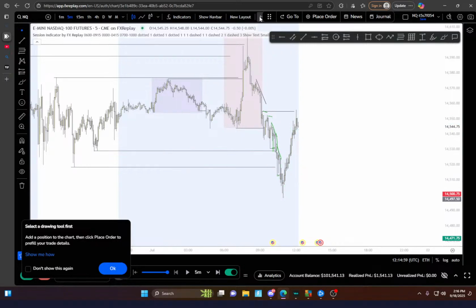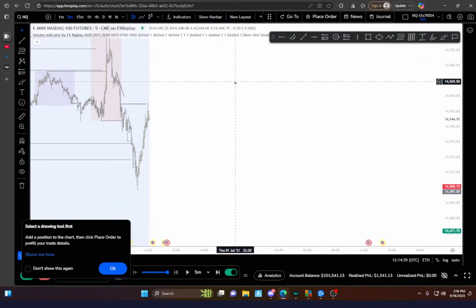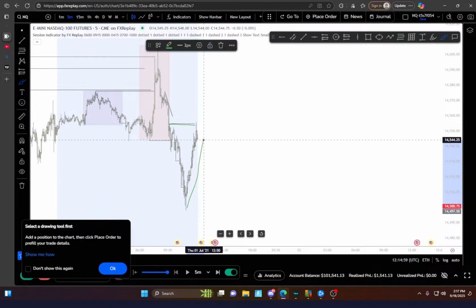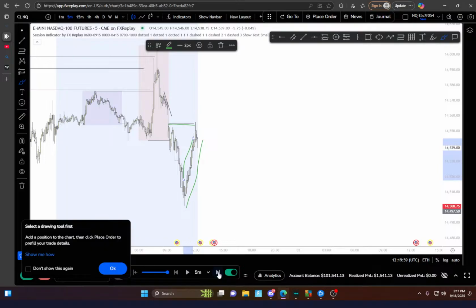Let's try to get another example. Alright, so now we have liquidity taken out. What are we doing with speed? Let's continue.